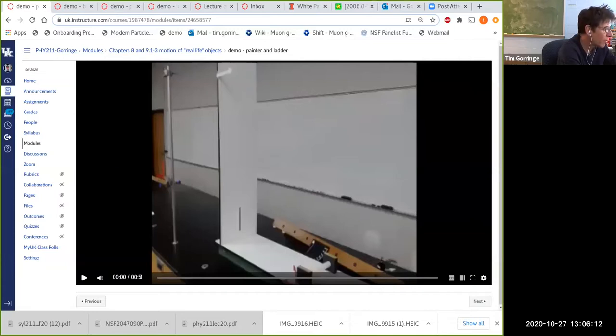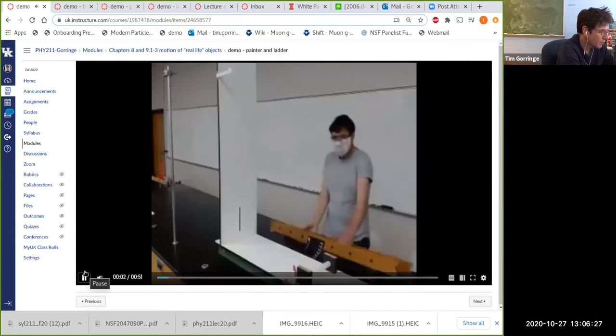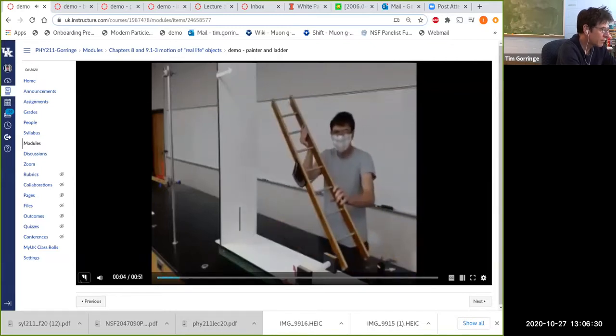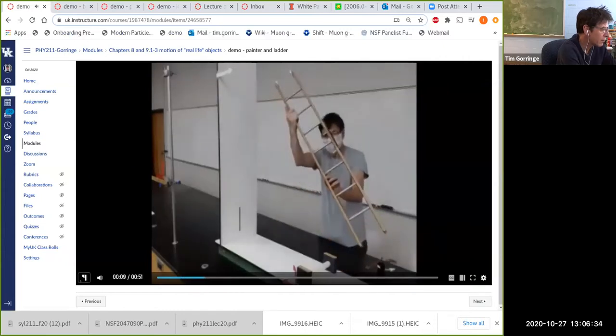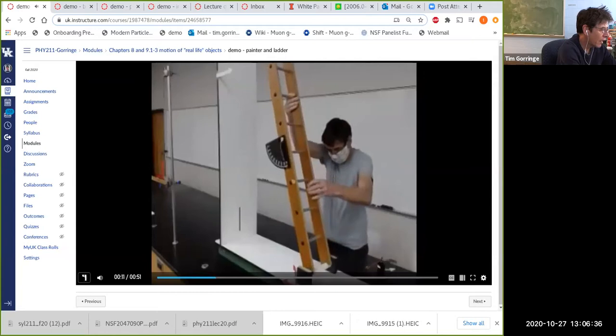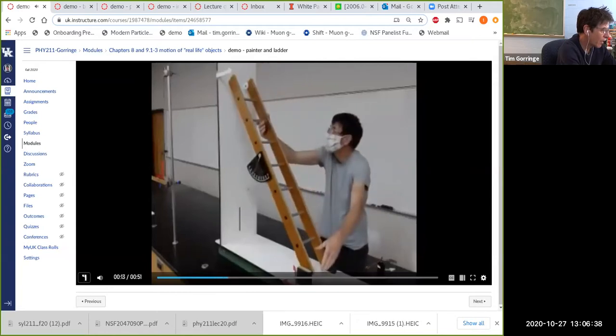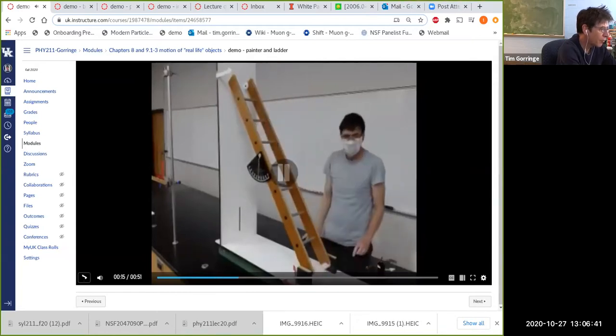Okay, so here I am in the large lecture room. I've almost forgotten where it is, but I did find it. And I'm going to show you this demonstration with the painter climbing the ladder. And so here's the ladder. I'm showing you here that it is a real ladder that somebody could try and climb, and I put the ladder against the wall.